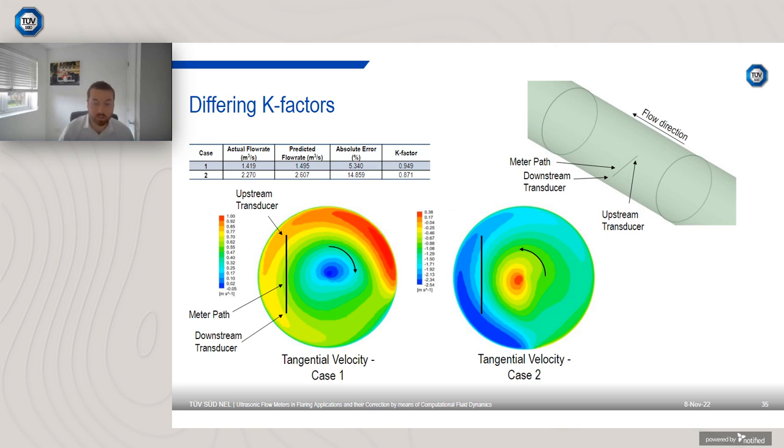So to summarise this slide and the previous few slides, the rotational flow can really impact your meter readings depending on the geometry of the meter path. And this is something that's difficult to quantify if you were to use a facility, but it's something that's beneficial through the use of CFD.